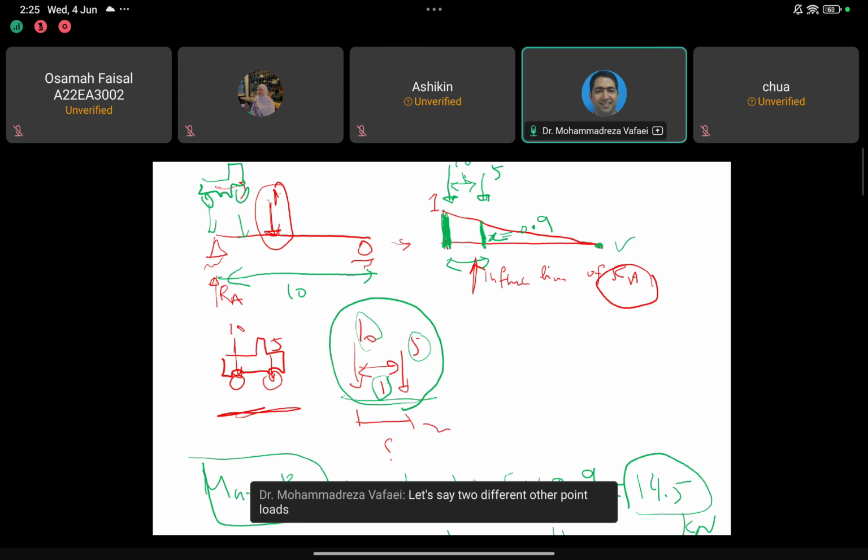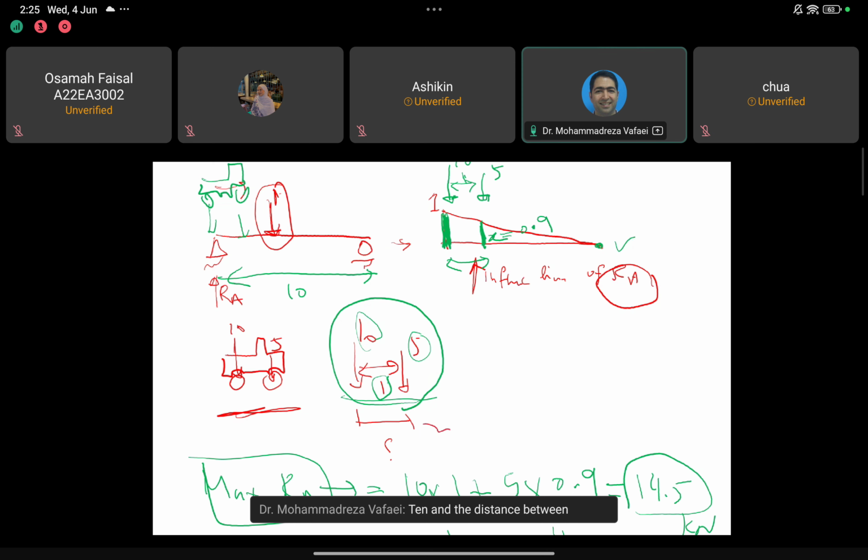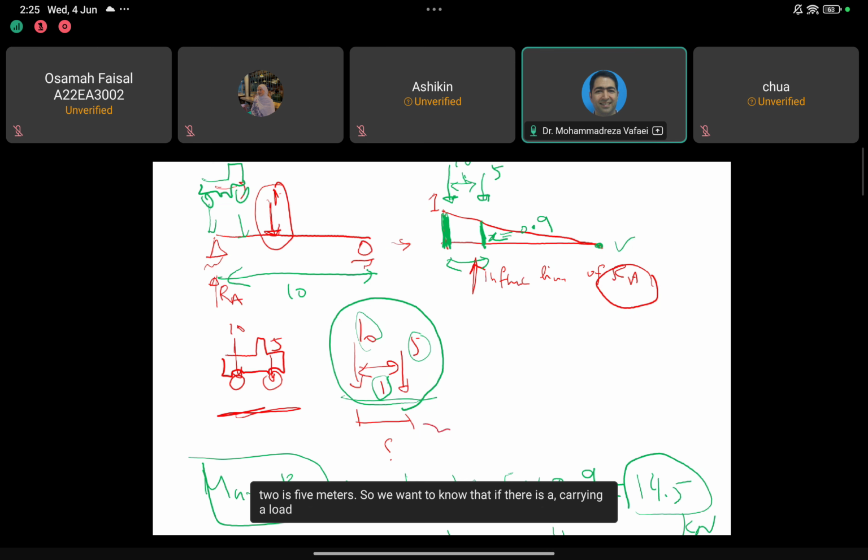Let's assume that one of the point loads is 5 and the second one is 10, and the distance between these two is 5 meters. So we want to know, if there is a car carrying a load, something like this, and it passes over our bridge, how much will be RA max, the maximum reaction?